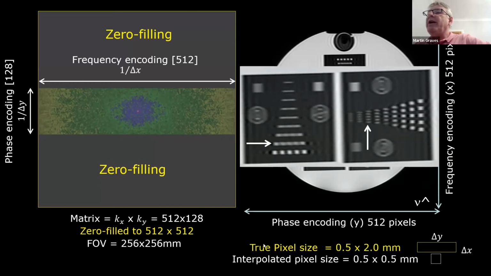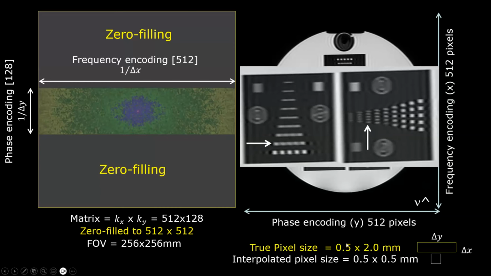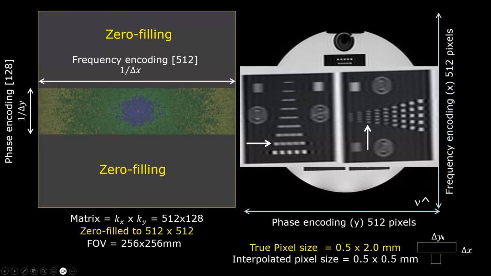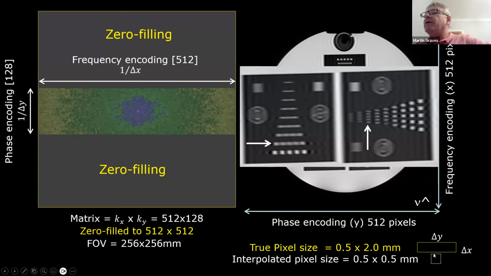So essentially, the true pixel size here is actually 0.5 by 2 millimeters. The interpolated pixel size is 0.5 by 0.5. So we actually have elongated voxels in the phase encoding direction and small voxels in the interpolated image here.